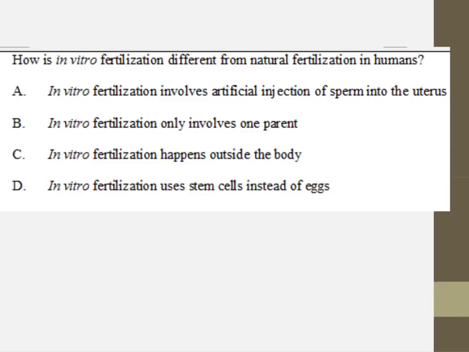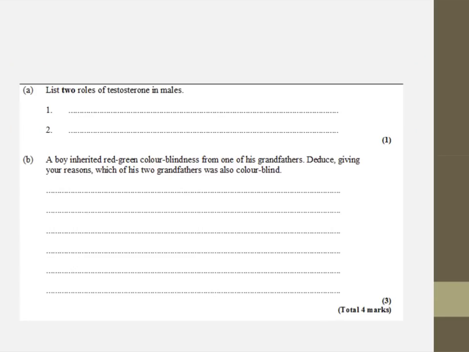How is in vitro fertilization different from natural fertilization in humans? And that is C. In vitro fertilization happens outside of the body. A is wrong. Sperm isn't injected into the uterus. In vitro fertilization always involves two parents. You have to have an egg and a sperm. And it does not use stem cells. Okay, pause here and give yourself a chance to answer these.